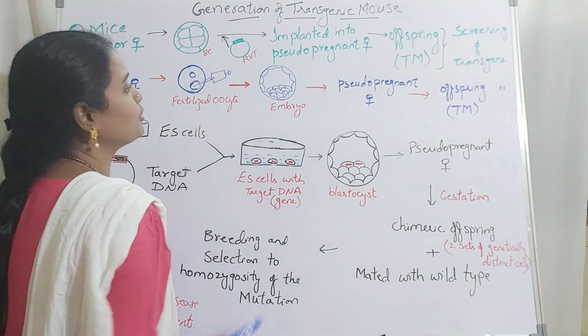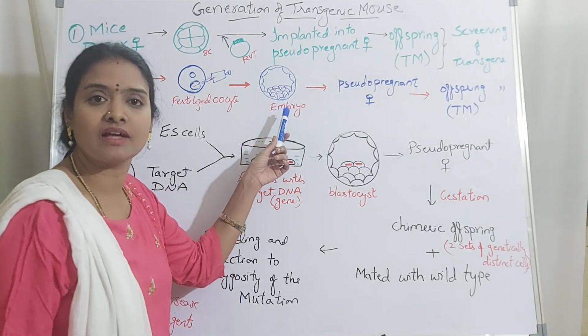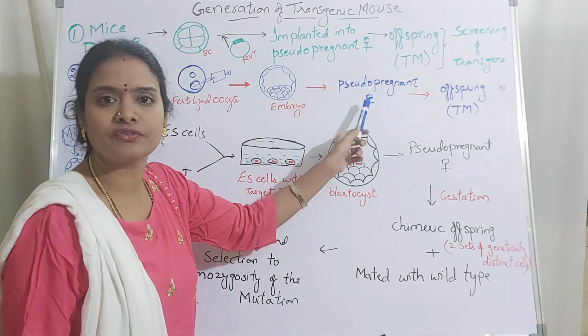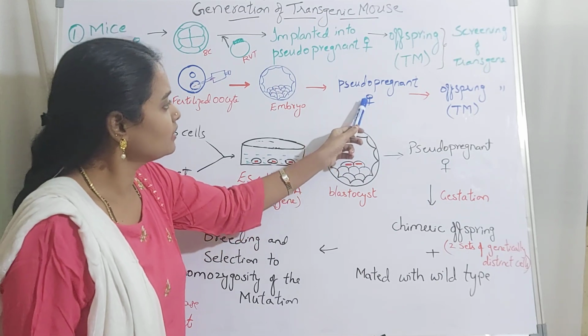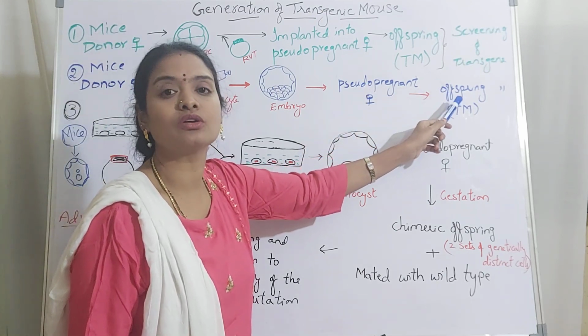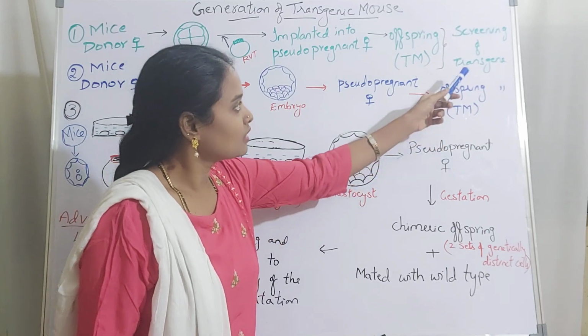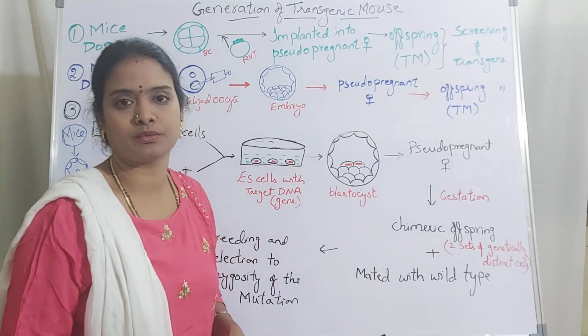Now this developing embryo is implanted into a pseudo-pregnant female mouse, right? Then after the gestation period, again you are going to get a transgenic mouse, right? It is screened for confirmation.